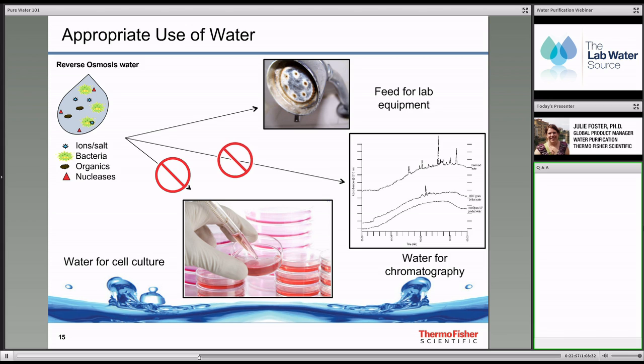And we have a question here. Why is any ultra-pure type 1 system limited to not show more than 18.2 megaohm? Is it due to the standard or a limitation in the reading of the resistivity? And that's a really good question. The measurement doesn't exist beyond 18.2.